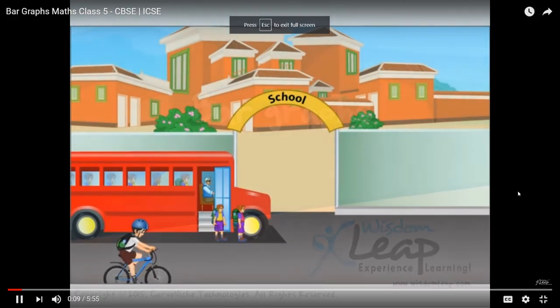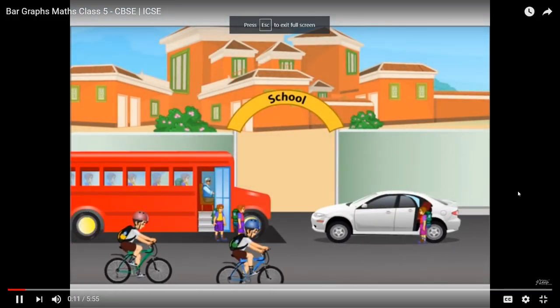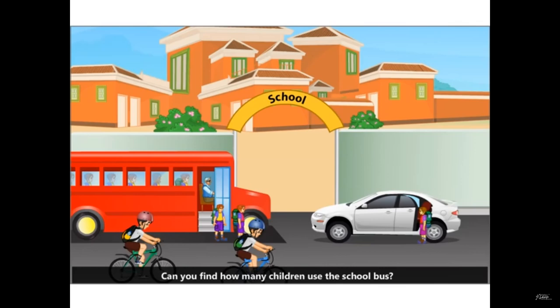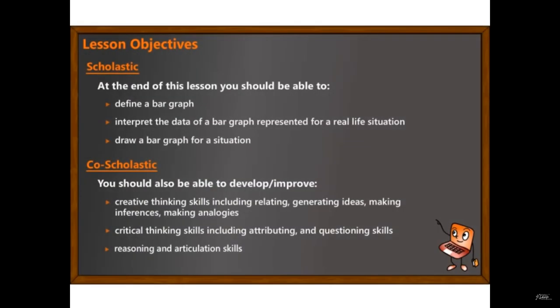Children from an apartment block use different modes of transport to go to school. Can you find how many children use the school bus? At the end of this lesson, you should be able to define a bar graph, interpret the data of a bar graph represented for a real-life situation, and draw a bar graph for a situation.